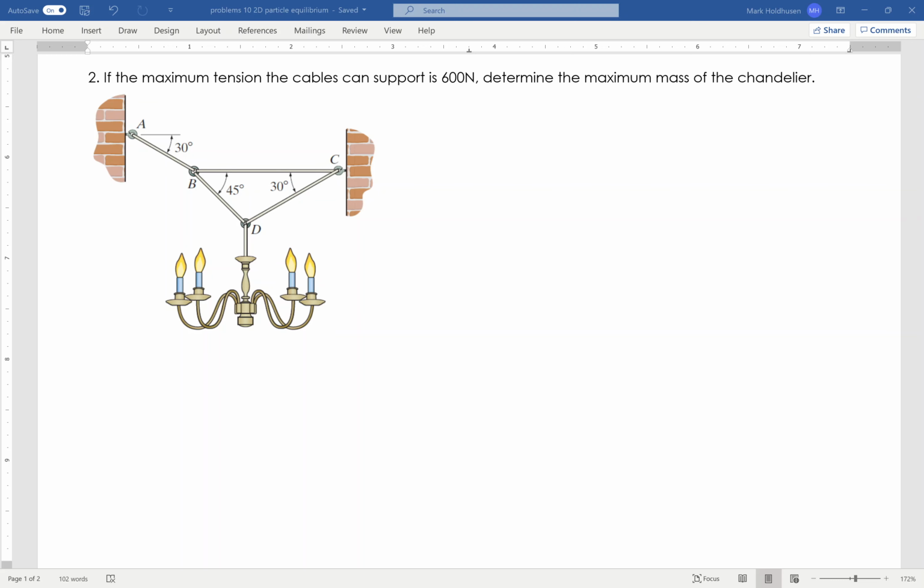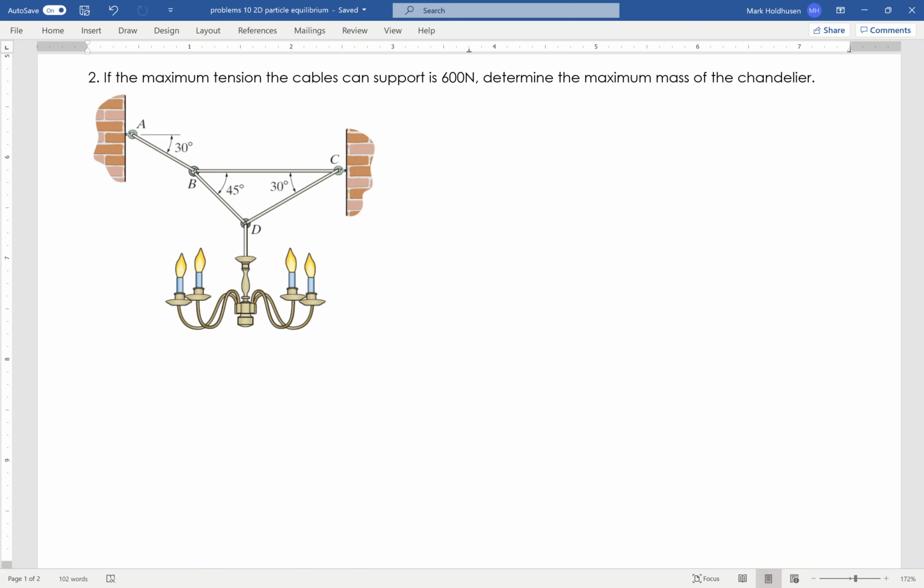Okay, in this problem, I know the maximum tension in all of these cables is 600. That doesn't mean all of the cables equal 600. It means that none of them can be above 600. And knowing that, I want to find the mass of the chandelier.